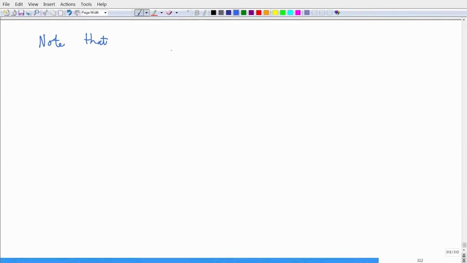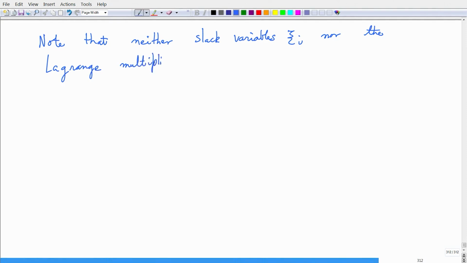Note that neither the slack variables zeta I nor their Lagrange multipliers appear in the dual problem.